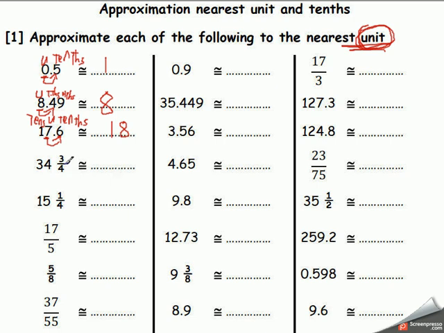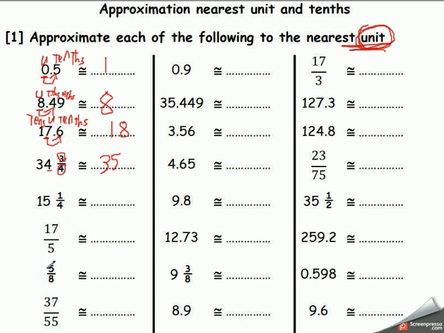The second method: I want to know whether this fraction's numerator is greater than half of the denominator or not. 3 is greater than what? What's half of 4? Half of 4 is 2. Is 3 greater than 2 or not? Yes, 3 is greater than half of the denominator, so the 4 increases by 1. 30 becomes 35. The 4 increases by 1 because the numerator is greater than half of the denominator.